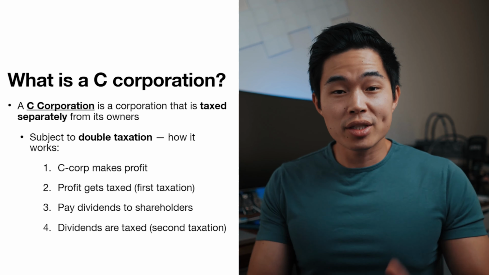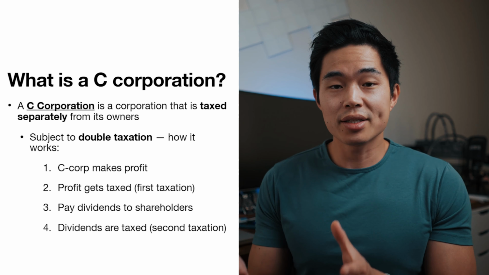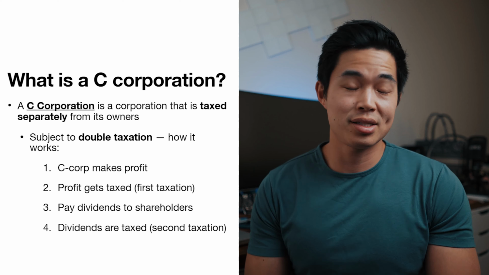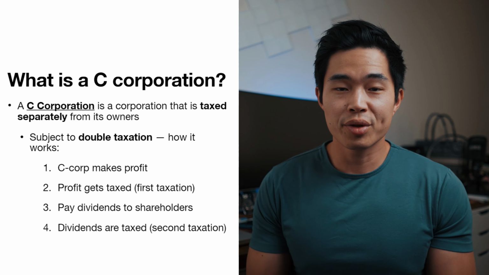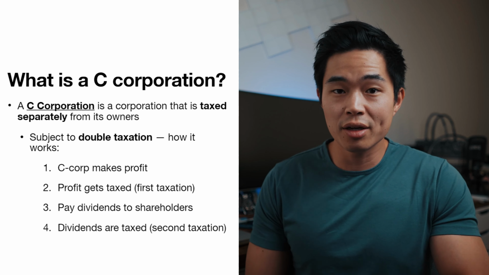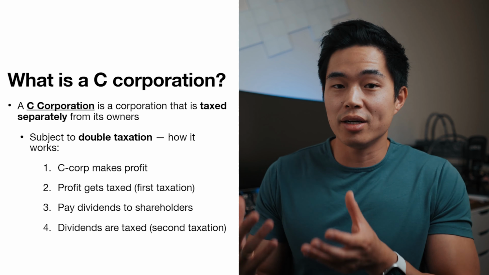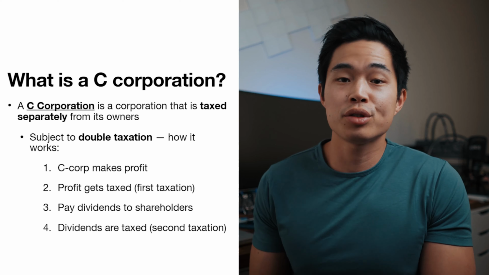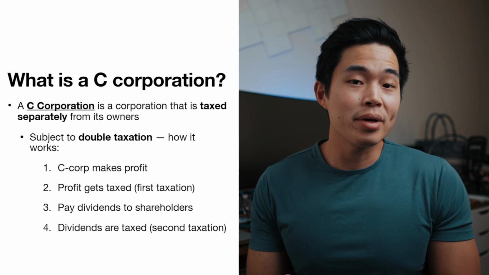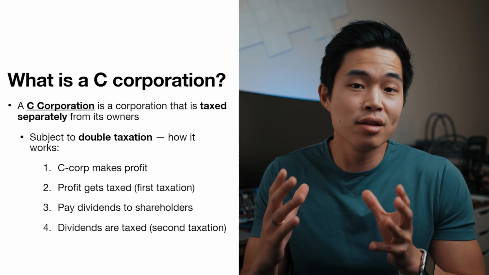So to start off, what is a C corporation? Essentially, a C corp is a business entity that is taxed separately from its owners. So with a sole proprietorship or an LLC or an S corp, all these are actually pass-through business entities, which means that all the income made in that business flows to your own personal tax return. However, for a C corp, it's entirely separate, and that actually has a lot of advantages.